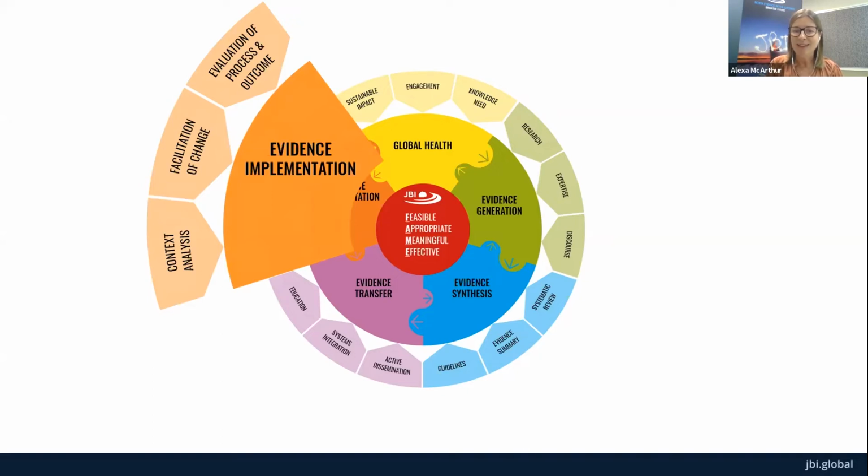But we know that evidence implementation is very challenging work. Primarily, obviously, it involves clinicians, but it also involves researchers working with clinicians and policymakers across all different health professional backgrounds to help lead change initiatives to facilitate the implementation of evidence-based approaches to healthcare.